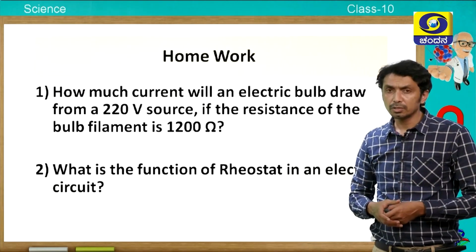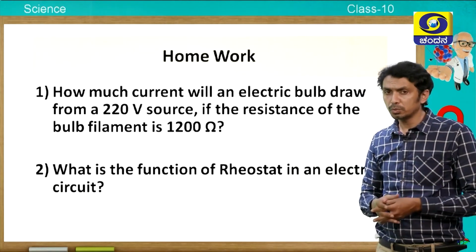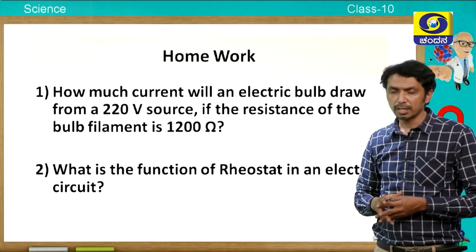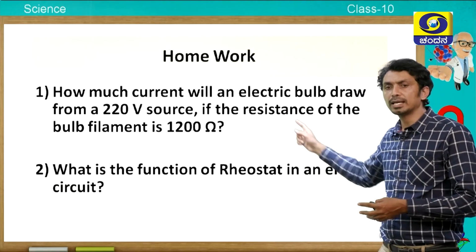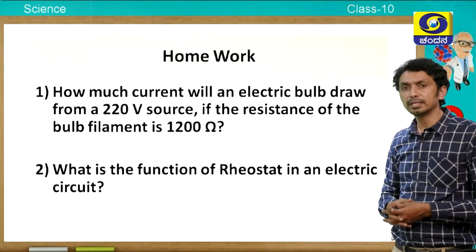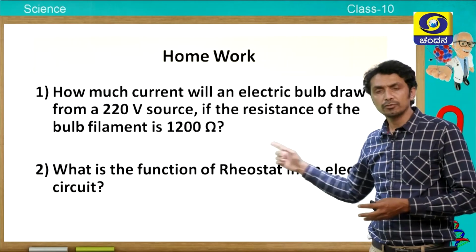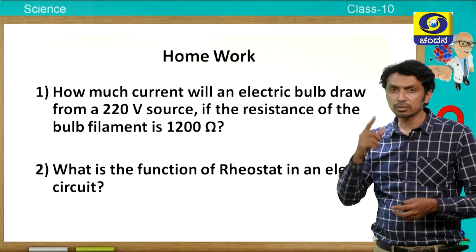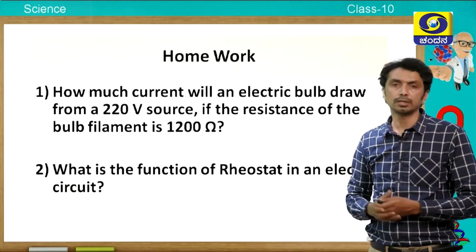Children, in today's class we have learned about Ohm's law. Now you need to solve these questions. Please write down: how much current will an electric bulb draw from a 220 volt source if the resistance of the bulb filament is 1200 ohm? What is the function of a rheostat in an electric circuit? Have you noted down, children? Yes, try to solve these questions and more questions in the exercise based on Ohm's law.